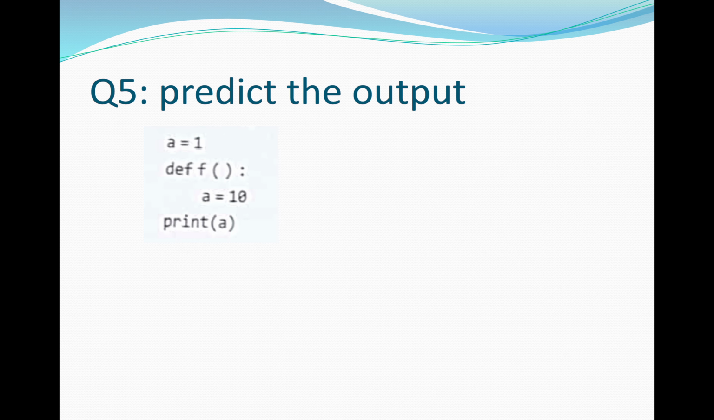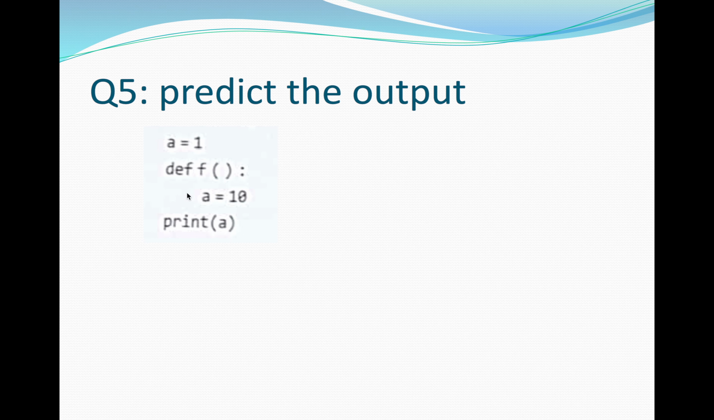Next, predict the output of a very simple program. a equal to 1, def f, a equal to 10, print a. Here f is a function definition. First a is assigned to 1, execute this statement. Next, executing this statement, what happens?